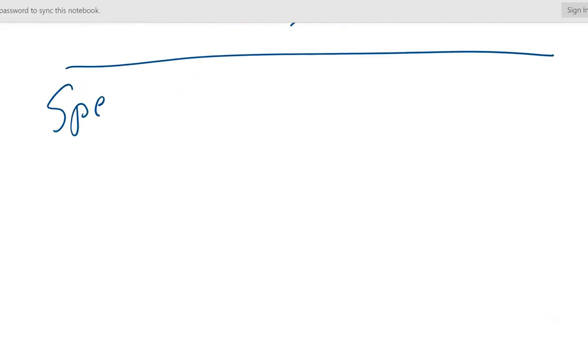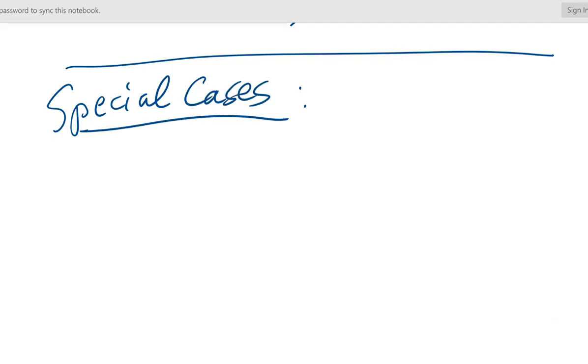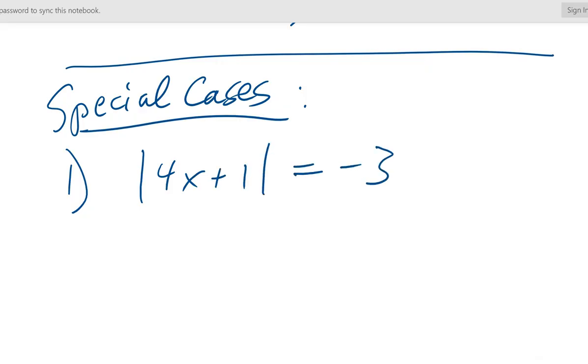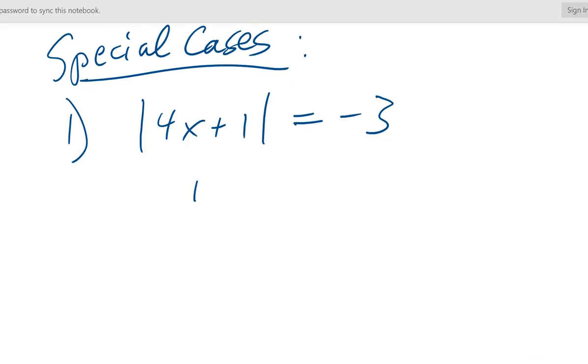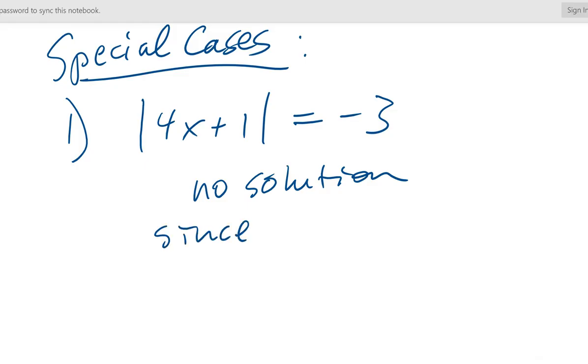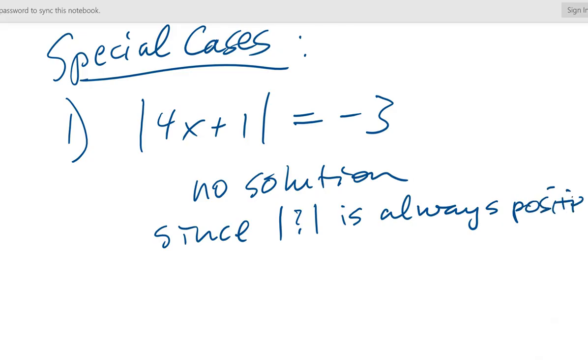So, special cases. These are the problem children. One special case would be the following: the absolute value of 4x plus 1 is equal to negative 3. This can't happen. This one has no solution, since an absolute value of something is always positive, and negative 3 is negative. So this is no solution.